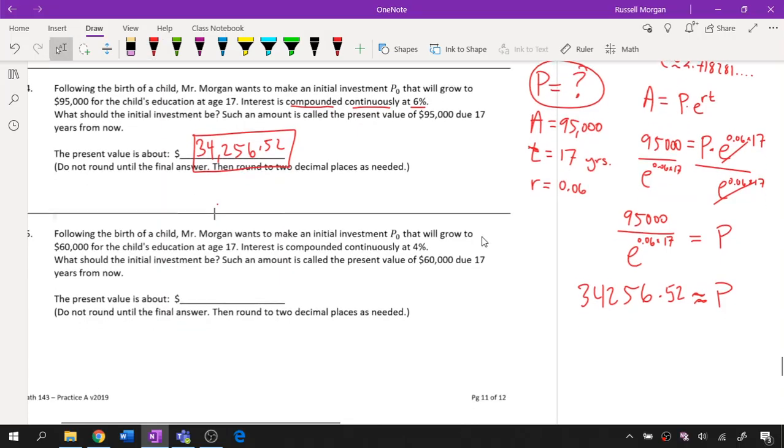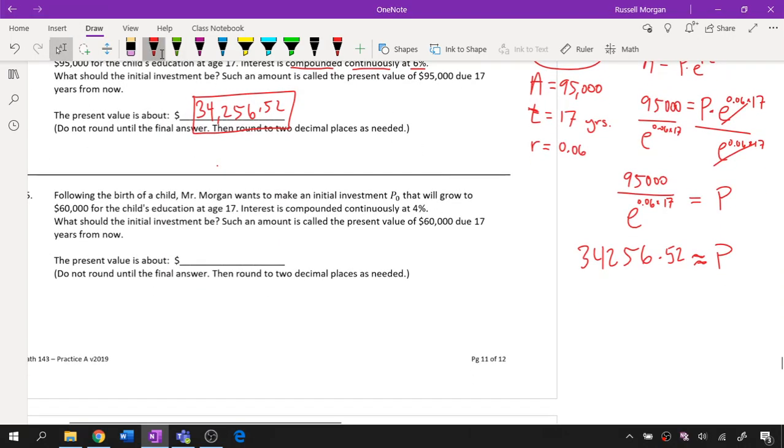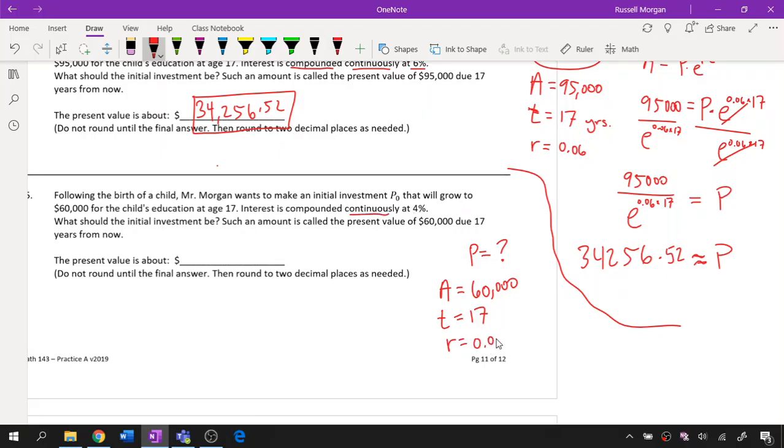Here's another problem a whole lot like it. Just a similar situation. Let's just use our formula. Of course, like before, I like to list all my information out. I want to make that initial investment. Of course, I don't know what that initial investment is. This time it's going to grow to 60,000. That's my final amount, and it's going to be at age 17 again, so they can get out of the house and go to school. Interest is compounded continuously at 4%, so again it's continuously compounded, and the rate is 0.04. What should the child's investment be?